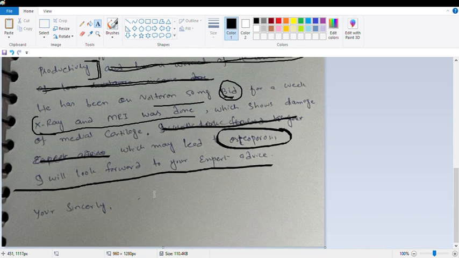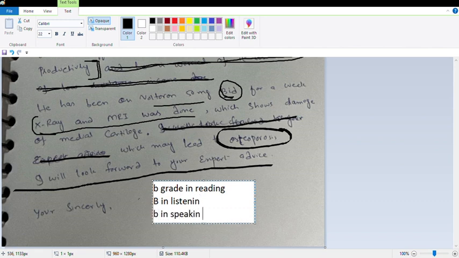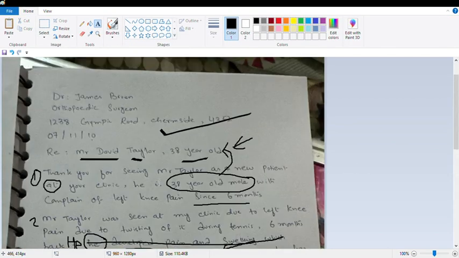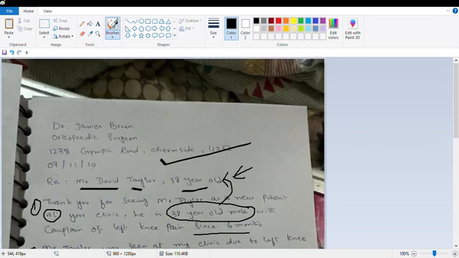As a doctor, if you want to pass your OET exam, you need to get a B grade in reading, B in listening, B in speaking, and B in writing as well. A B grade is equal to 350 score, or vice versa. 350 score is equal to B grade. Same thing. So for this letter, I will not give a B grade. I will give a C grade to this letter.